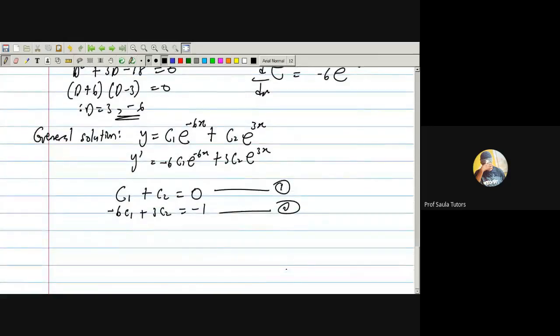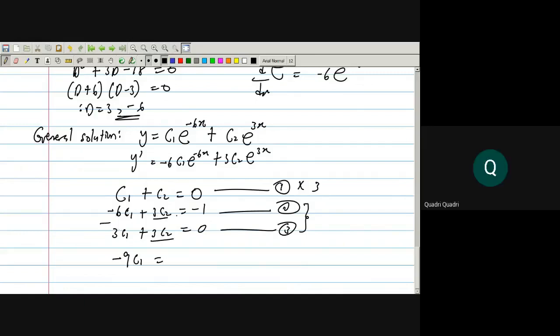Next, what do we now do? We now solve these equations simultaneously. I want to multiply this equation by, let me say, 3. Are we together? Yes. I'll be having 3c1 plus 3c2 equal to 0. Let me call this equation 3. Now, let's solve these two equations simultaneously. These coefficients are the same. Minus 6, what do we have? Minus 9c1 equals minus 1.